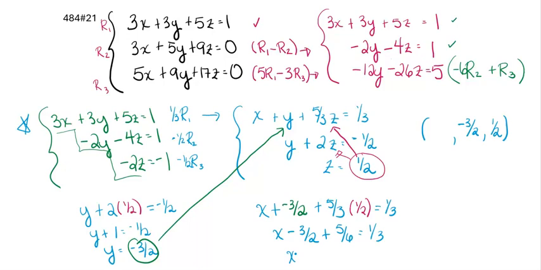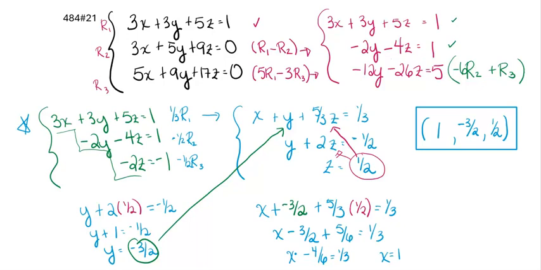So then when I combine like terms, I get x, and then negative 3/2 plus 5/6 is the same thing as saying negative, you multiply it by 3, so I get negative 9/6 plus 5/6, and negative 9/6 plus 5/6 is negative 4/6 equals 1/3. And then when I add the 4/6, which actually reduces to 2/3, so if I add 2/3 to both sides, then I end up getting x equals 1.